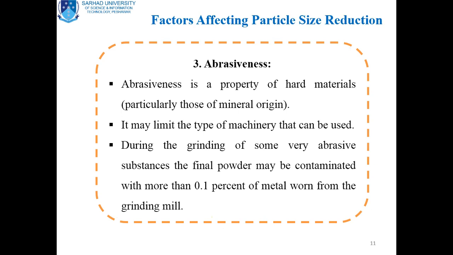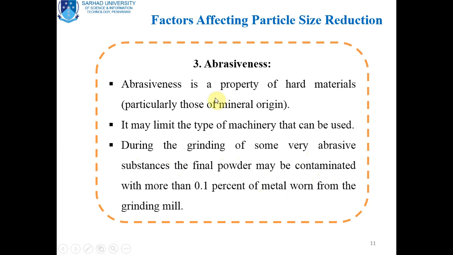The third factor is abrasiveness. Abrasiveness is a property of hard material, particularly those materials of mineral origin, and it may limit the type of machinery that can be used. During the grinding of some very abrasive substances, the final powder may be contaminated with more than 0.1% of metal won from the grinding mill.